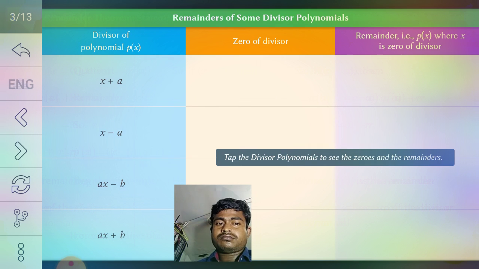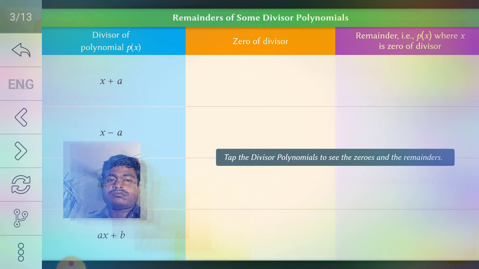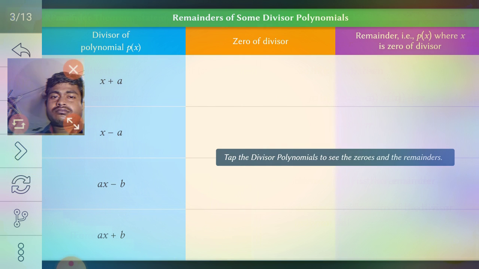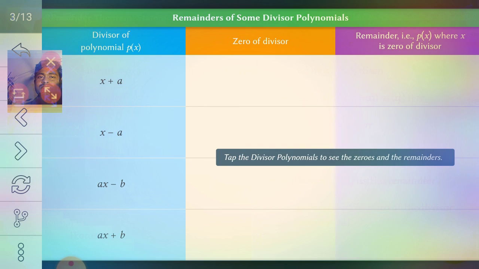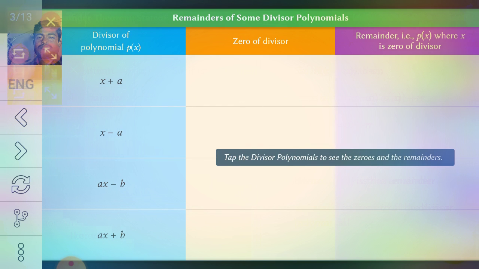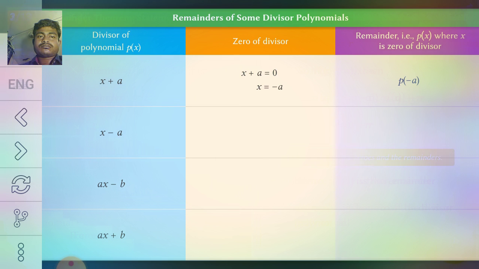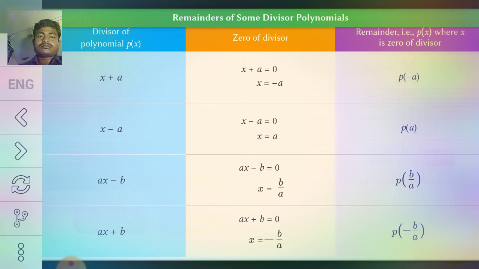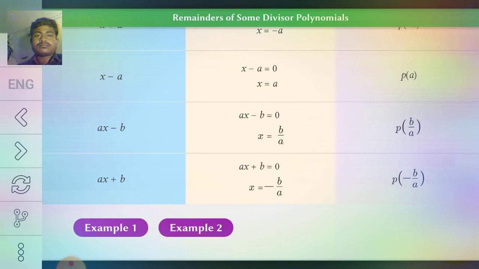Tap the divisor polynomials to see the zeros and the remainders. Tap the buttons to understand this better with more examples.